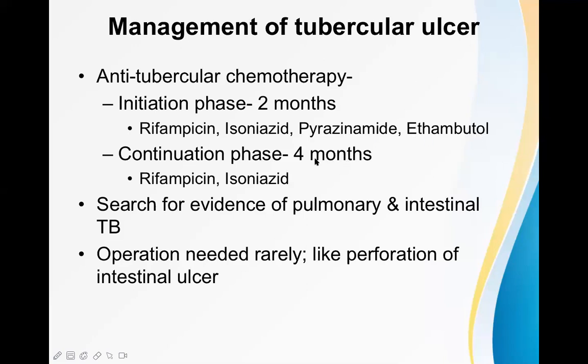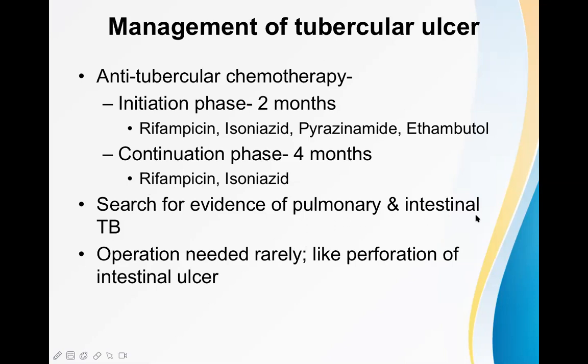So let me repeat it again. Maybe you are a little bit confused here. In the initiation phase, this is category 1 treatment: rifampicin, isoniazid, pyrazinamide, ethambutol for 2 months, followed by 4 months of rifampicin and isoniazid. But if I don't use rifampicin, I have to go for ethambutol, but I need to give it for 6 months. Okay? So this is an important point. Rifampicin is a very powerful drug. So only 4 months is enough if you go for it.